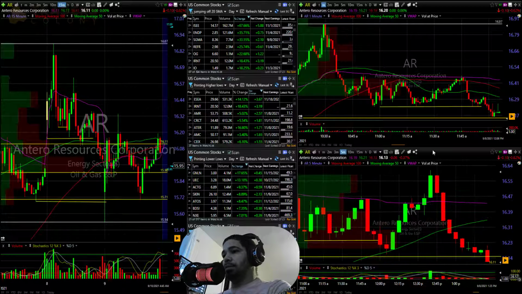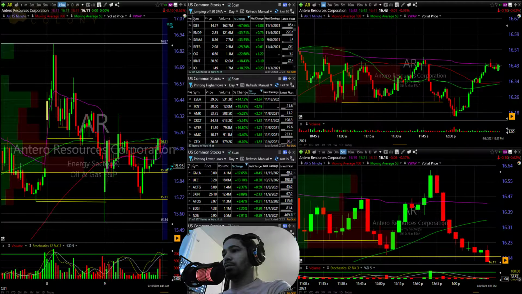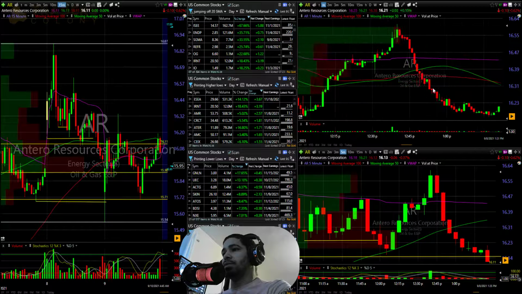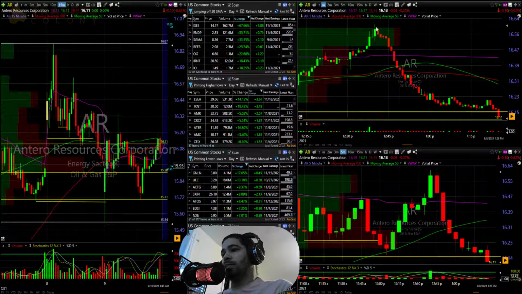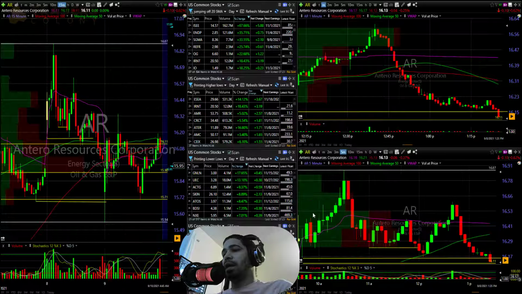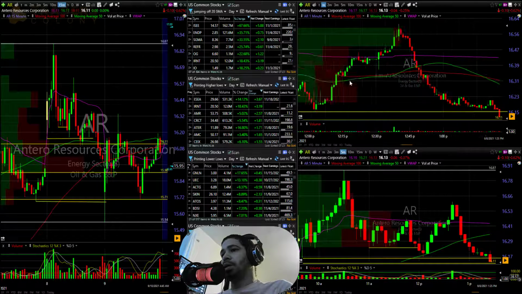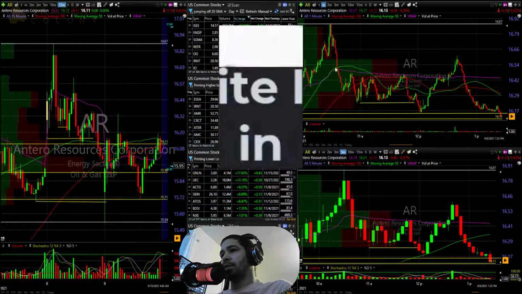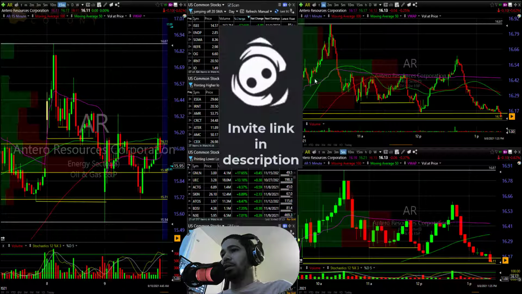Reclaim the area, reclaim the zone, but then it was not able to hold, and we came right back under, dipped under it again. So we can see here how using that 1 minute, coming all the way back, we came down these areas that became that support, became resistance.